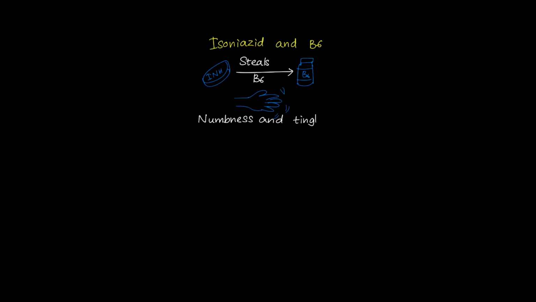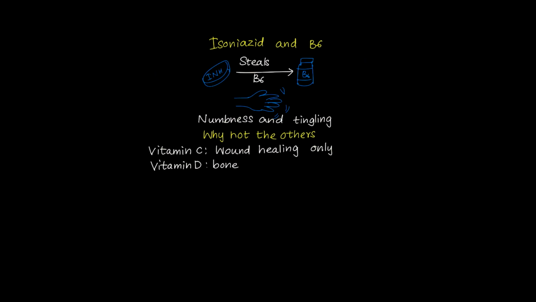Isoniazid is the TB drug that loves to steal vitamin B6. Without enough B6, peripheral nerves start to misfire, and patients feel numbness and tingling in the hands and feet. The correct supplement to prevent this is vitamin B6, also called pyridoxine. It is added routinely when patients start isoniazid, not as a treatment after symptoms appear, but as prevention from day one. Vitamin C helps with wound healing and immune support, but does nothing for isoniazid neuropathy.